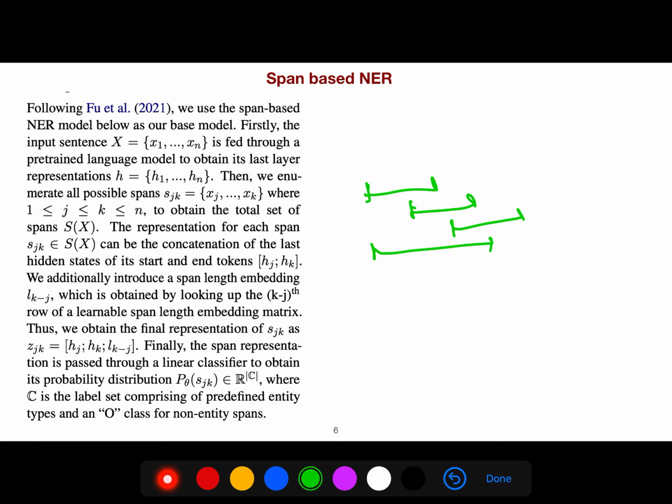They additionally introduce a span length embedding, which is obtained by looking up the k-j-th row of a learnable span length embedding matrix. So they obtain the final representation of s_jk as a concatenation of the h_j h_k and, of course, the length embedding. Finally, the span representation is passed through a linear classifier to obtain its prediction. So we are also learning this length embedding. After learning, we know for each label what its embedding is.